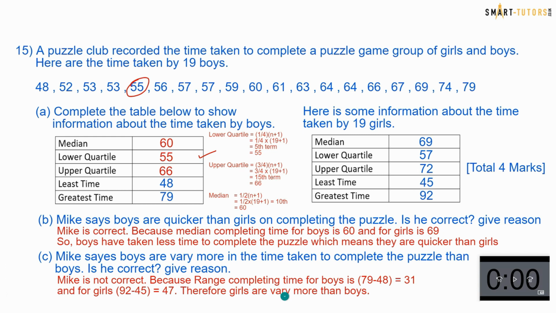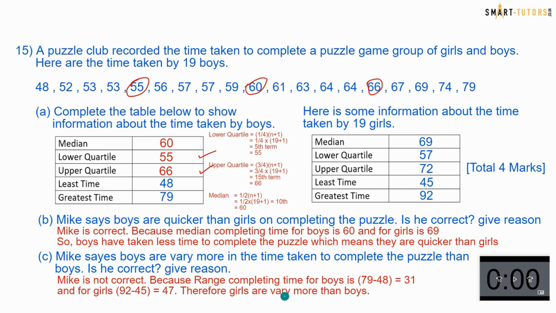5 times 3 is the 15th term. So 5, 6, 7, 8, 9, 10, 11, 12, 13, 14, 15. So this is the answer for the upper quartile. And the median is half of n plus 1. So half times 19 plus 1, which is 20. 20 divided by 2 is the 10th term. So the 10th term is, this is 5, 6, 7, 8, 9, 10th term is 60. So that is the answer for the first part.